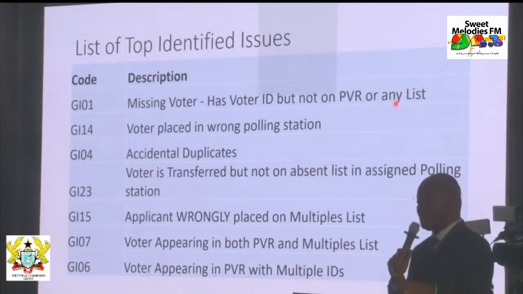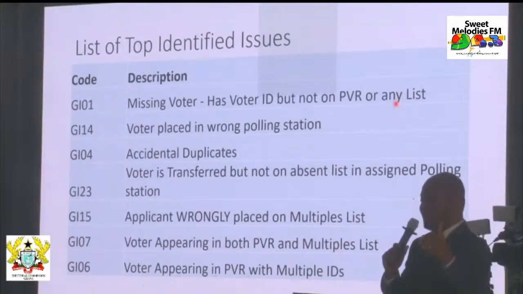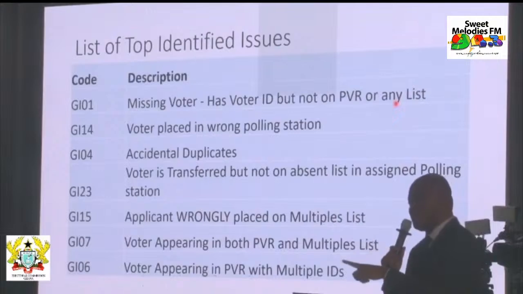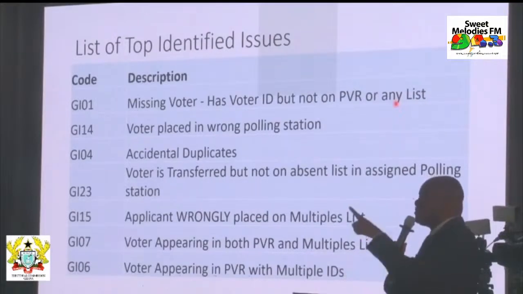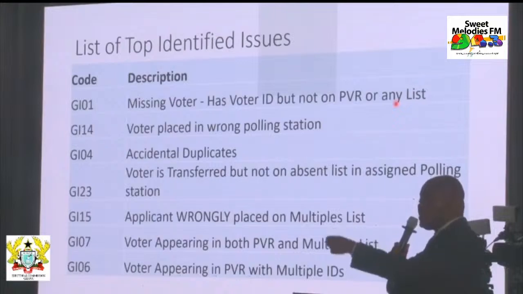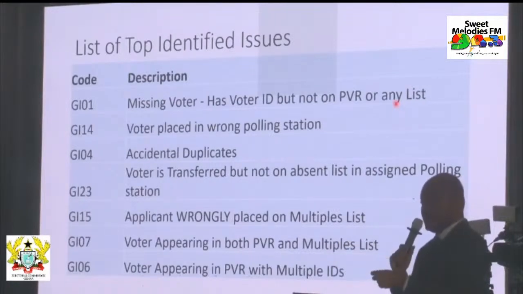Okay. But for instance, you can be on the register and be on the absent voter list because you've transferred your votes. And at the same time, you will be on a transfer voter list because the polling station that you've transferred to will indicate that you've been transferred in. But no single person can be on any of those three lists at the same time. So that was an error that was corrected.